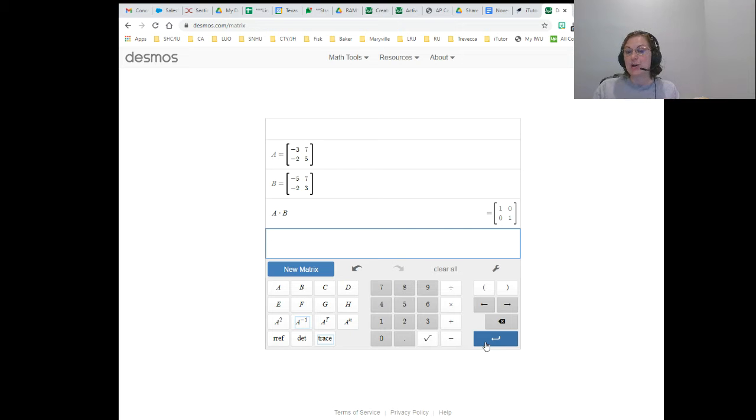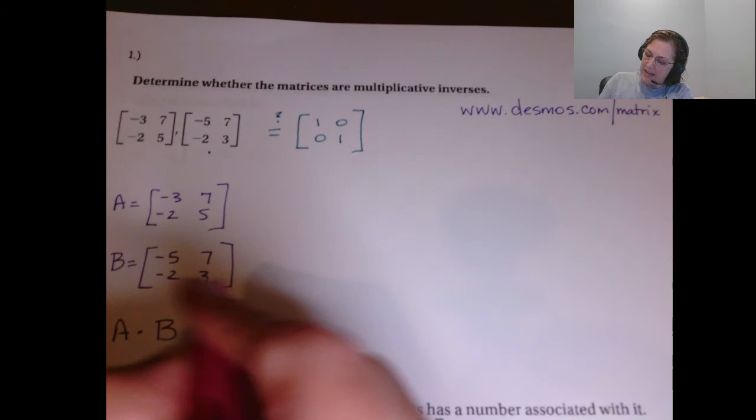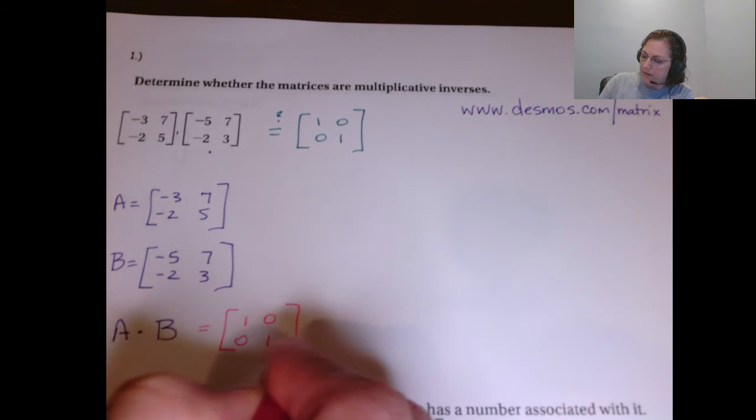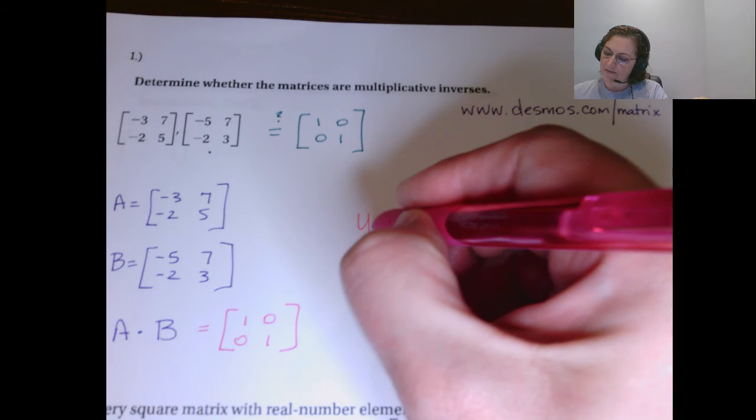And there you go. The Desmos matrix calculator did all of the work for the multiplying for you, and we did get that identity. So we got, notice the ones in the diagonals and 0 everywhere else. That lets us know, hey, you found these two are inverses of each other. So I'm going to go back to my document camera, back to my reading guide sheet, and I'm going to say they do equal the identity matrix. So I'm going to say yes, they are inverses.